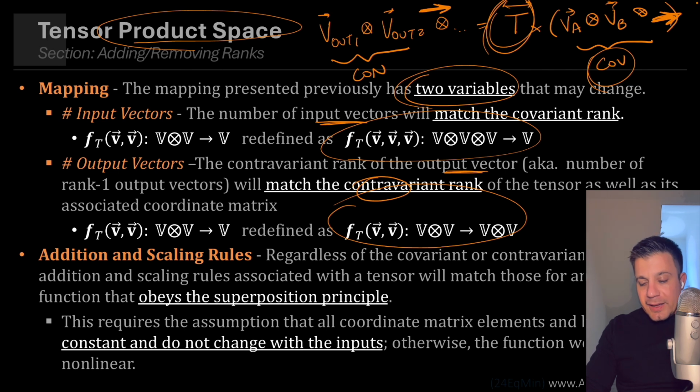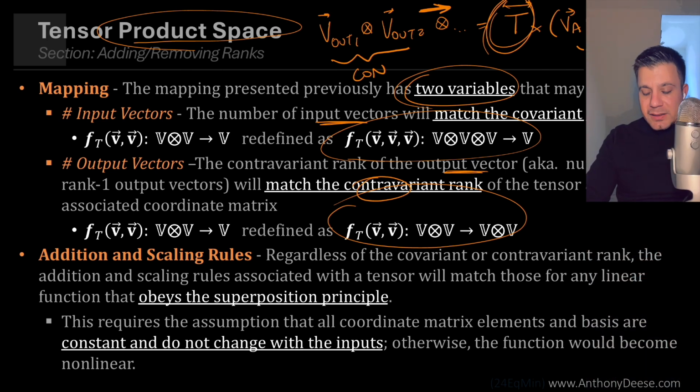With regard to the addition and scaling rules, which is an important characteristic of any space, regardless of the covariant or contravariant rank, the addition and scaling rules associated with the tensor will pretty closely match those for any linear function and obey superposition. So if you look at the addition and scaling rules for a linear map, and especially if you compare that to the bilinear form, you can kind of easily see how those extrapolate out to higher rank tensors. Now, this requires the assumption that all the coordinate matrix elements and bases are constant and do not change with the inputs. Obviously, if we're dealing with a nonlinear system, then the superposition is not going to apply.